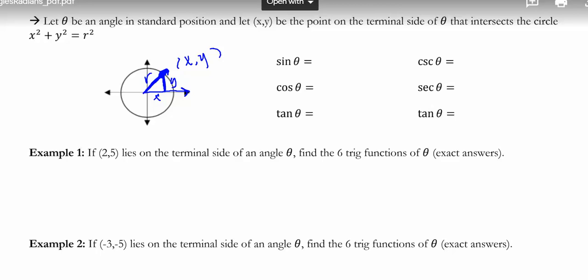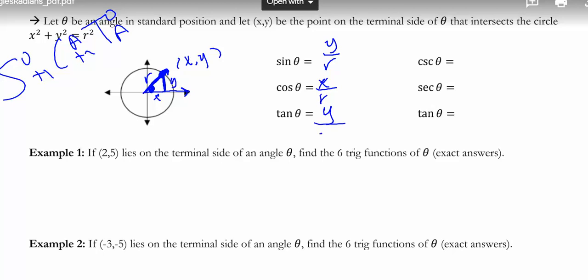So remember, with sine, cosine, and tangent, we think of SOHCAHTOA. So sine is opposite, so my theta is here. So opposite y over my radius, which is r, because that's my hypotenuse. Cosine is adjacent x over my hypotenuse, which is r. Tangent is opposite, which is y, over adjacent, which is x.